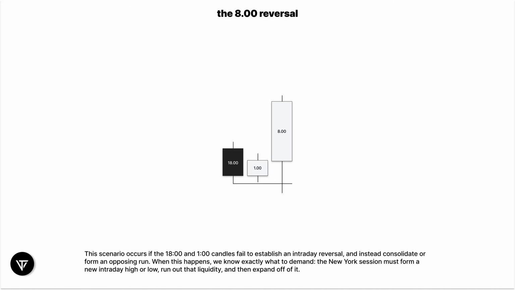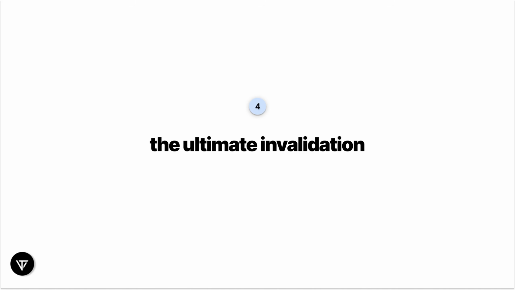Number 3, the 8 reversal. This scenario occurs if the 18 and 1 candles fail to establish an intraday reversal and instead consolidate or form an opposing run. When this happens, we know exactly what to demand. The New York session must form a new intraday high or low, run out that liquidity, and then expand off of it. Finally, you must know when to walk away.